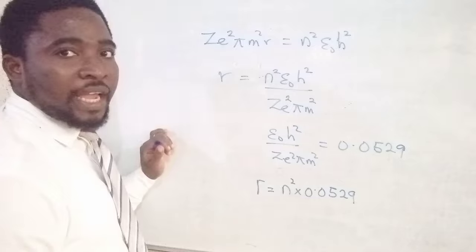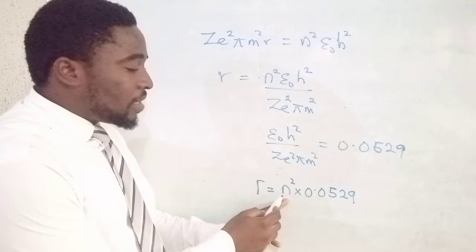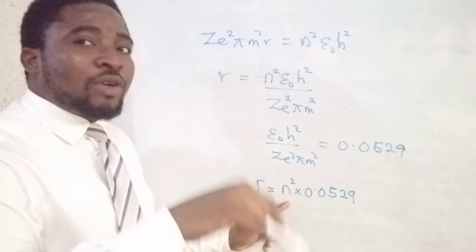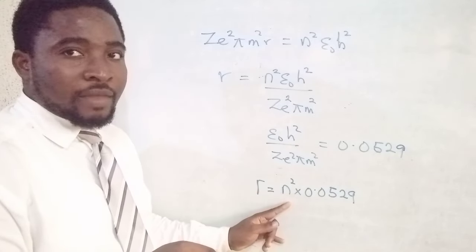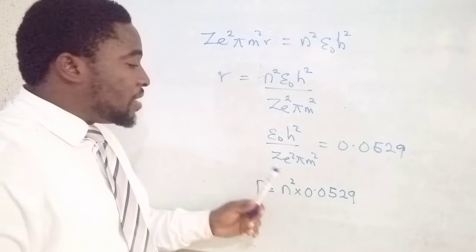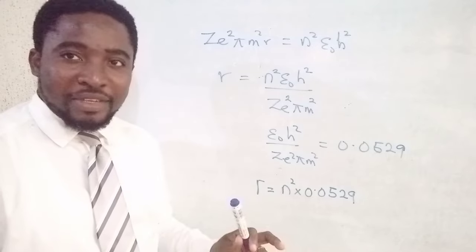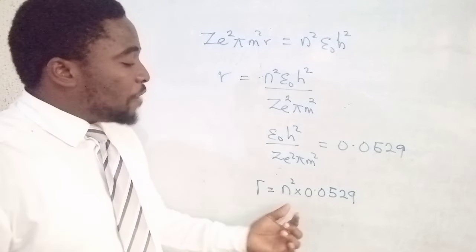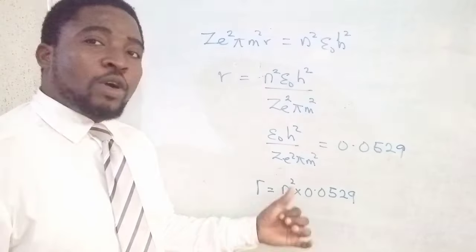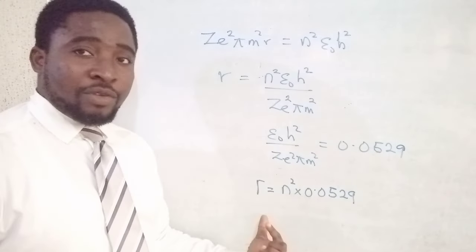Okay? Now you discover that this n here is the quantum number of the shell where the electron is residing. So for each of the shells, the value of n defines a particular radius. Do you get it now? So for example, for the K shell, the value of n is equal to 1, when you substitute, it will give you a particular value for the radius.